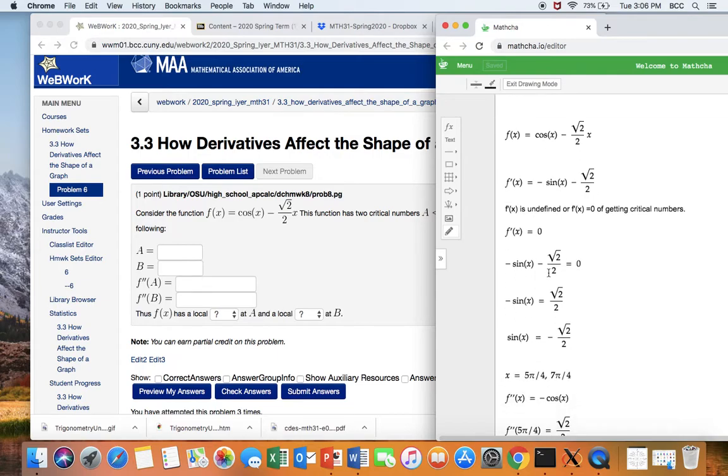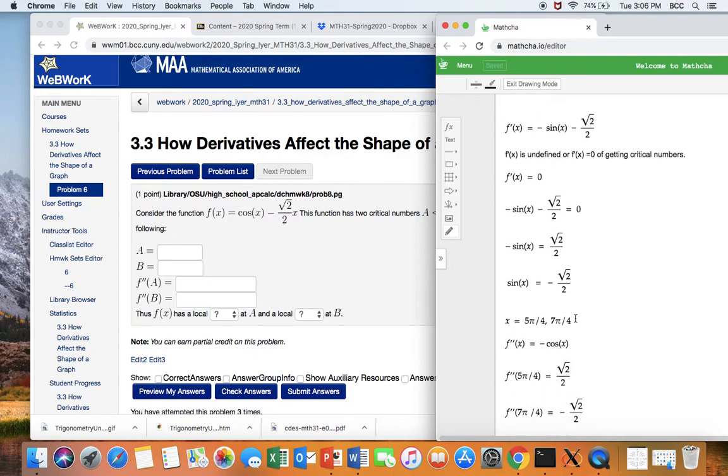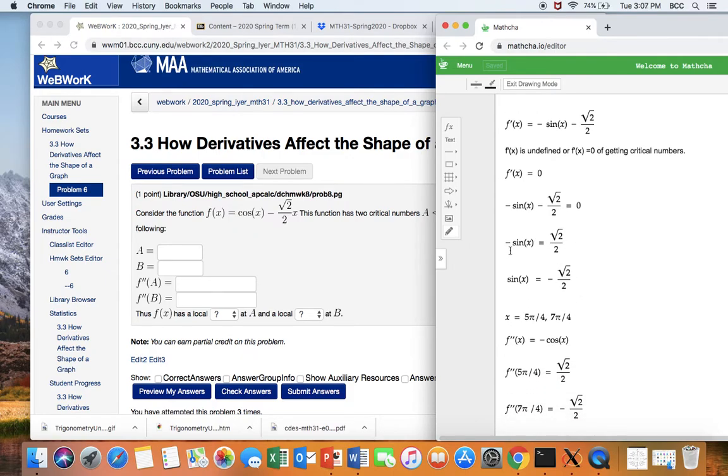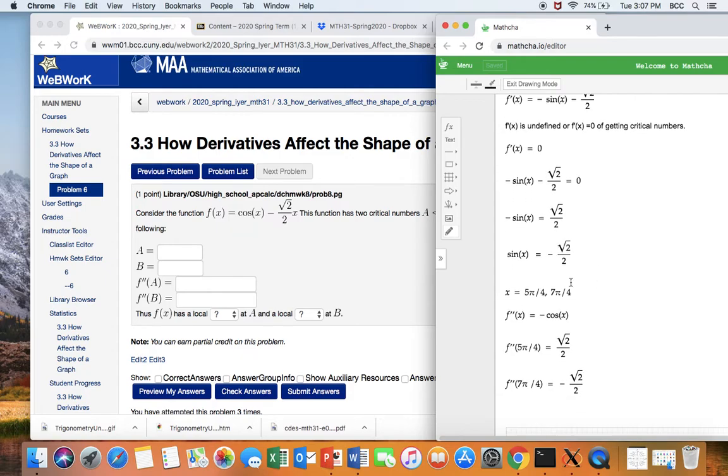So move the negative root 2 over 2 to the other side. Negative sine x is positive root 2 over 2. Move the negative over to the other side, so that gives me sine x is negative root 2 over 2. That tells me x equals 5 pi by 4, 7 pi by 4. How did I get this? This is trigonometry.